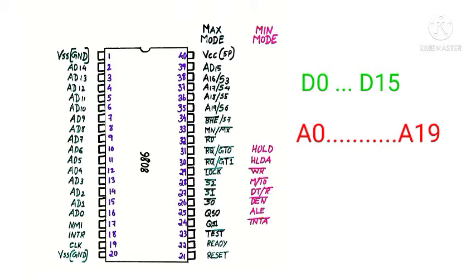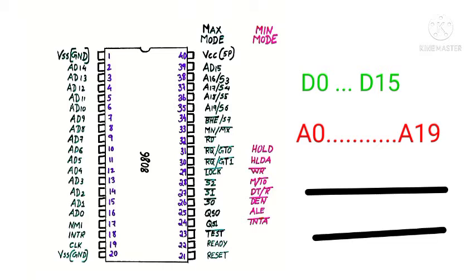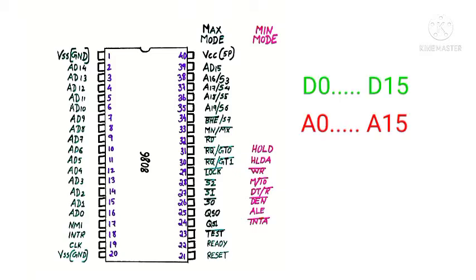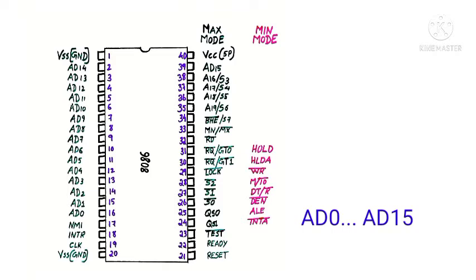So, if we use this address bus and data bus separately, we need around 35 pins to represent this address and data bus. So, here we use a multiplexed address and data bus. That means the same bus we can use to send address and the same bus we can use for data also. So here the 16 bits of data bus and the first 16 bits of address bus are multiplexed, which can be represented as AD0 to AD15.